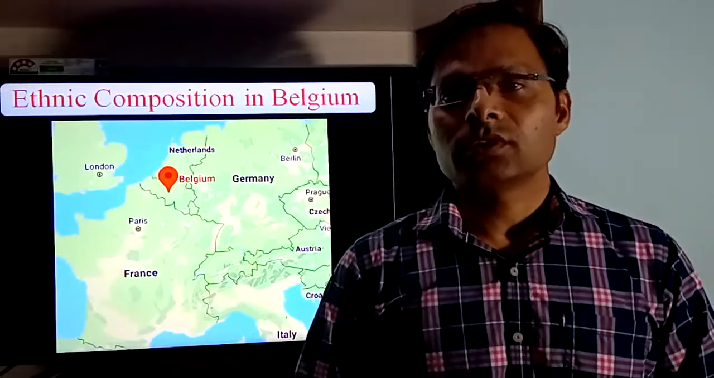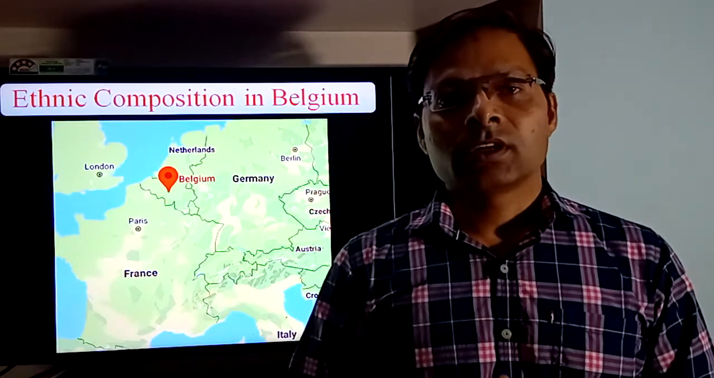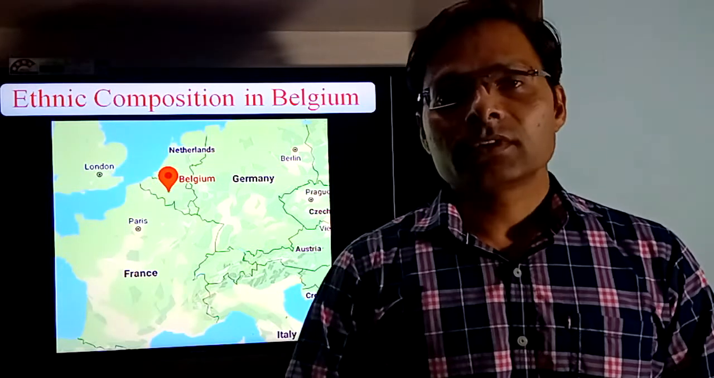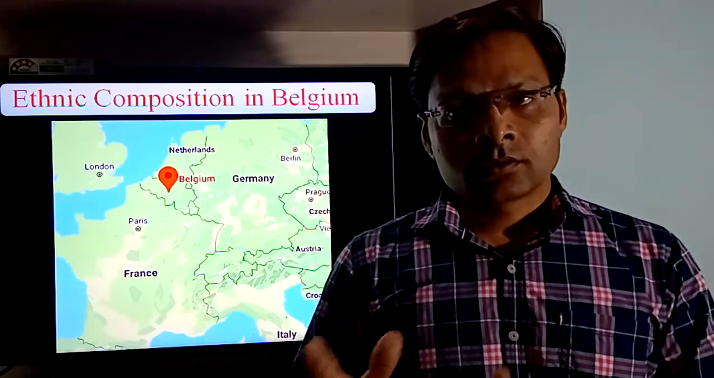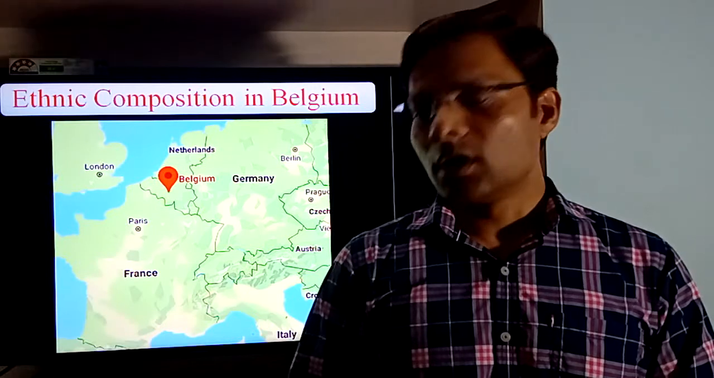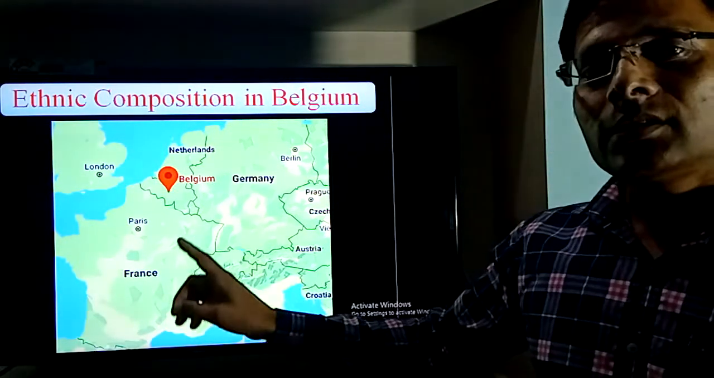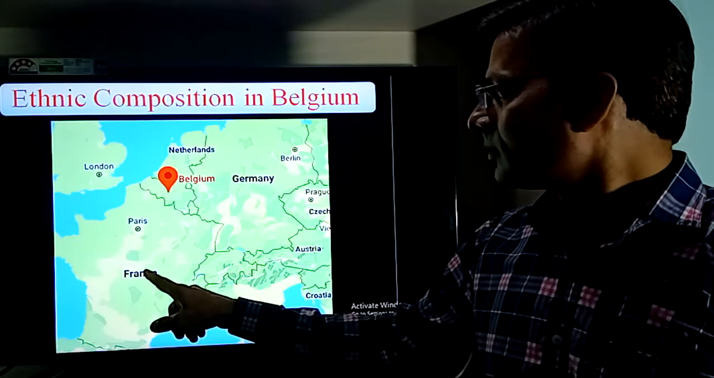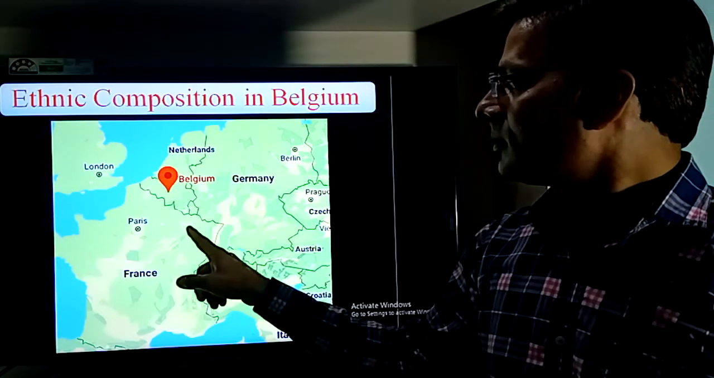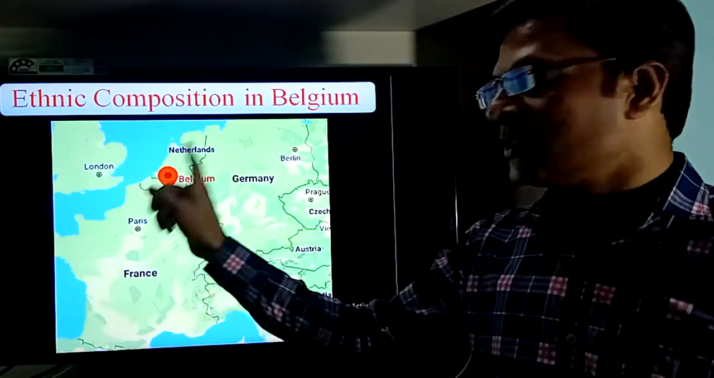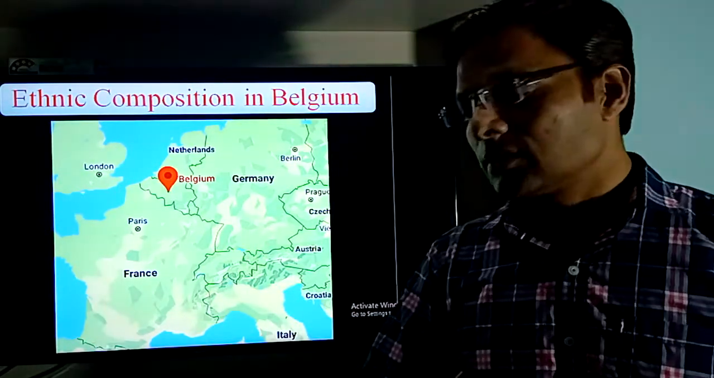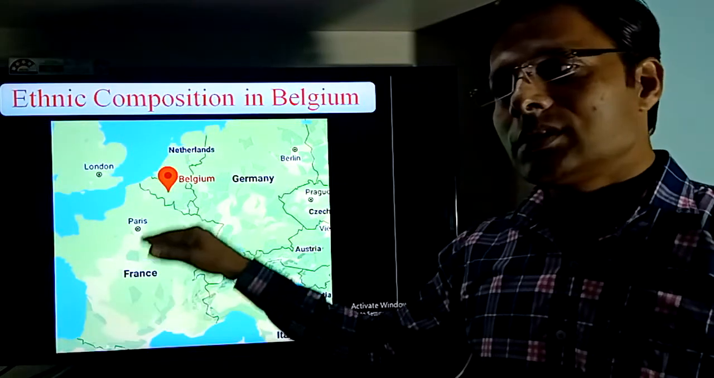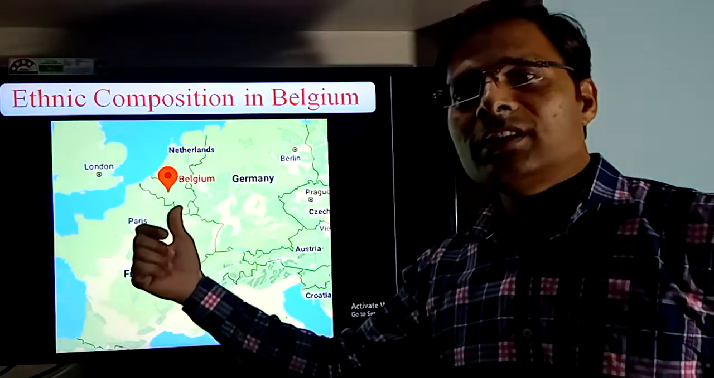In this chapter we are going to discuss the ethnic composition of Belgium and the ethnic composition of Sri Lanka. First of all, I am going to tell you about the location of Belgium on the world map. Here you can see Belgium is bounded by four countries: France, Germany, Netherlands and Luxembourg. The language effect of these countries is on Belgian people also.